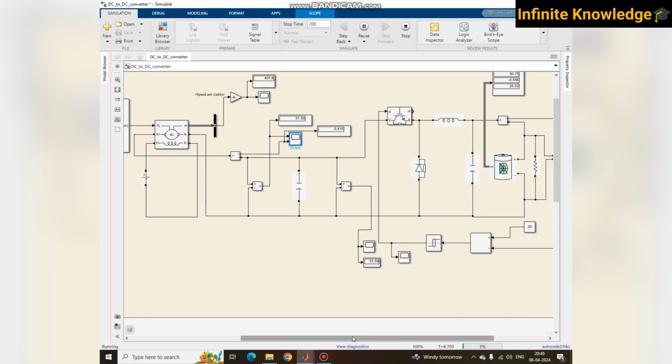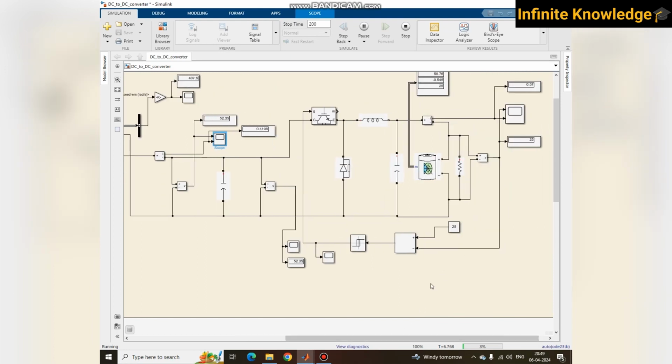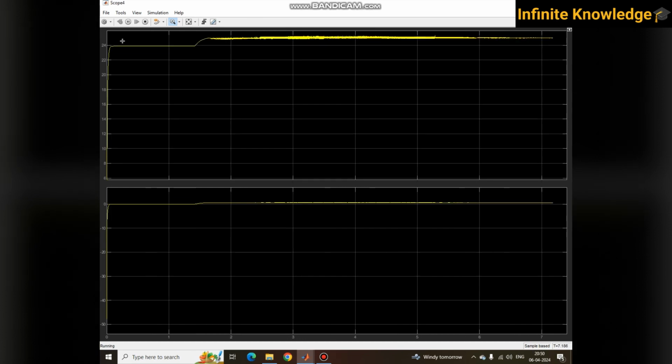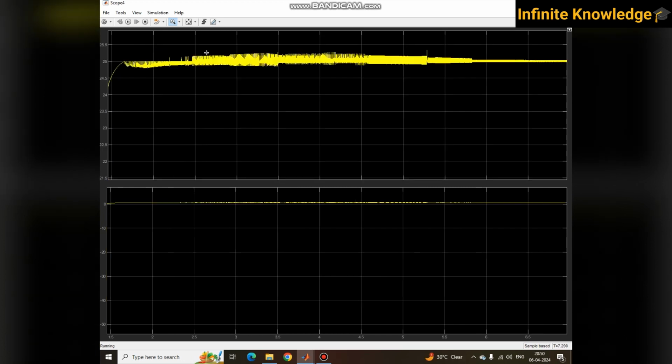Here also you can see our output voltage is maintained at 25 volts constant. Due to this change, I am getting some spikes, but they are very low. The ripple is very low. You can see our output voltage is nearly 25. So why are these spikes created?